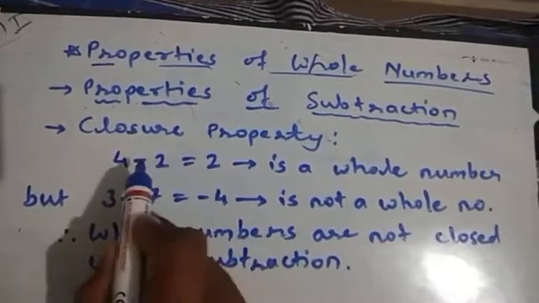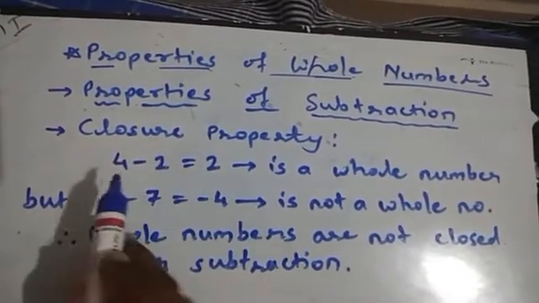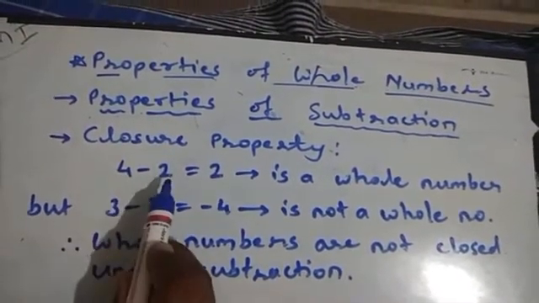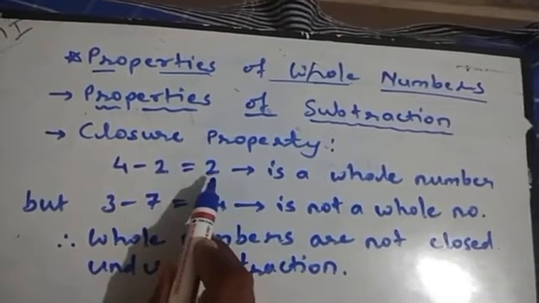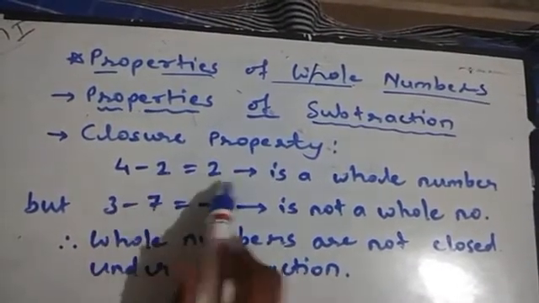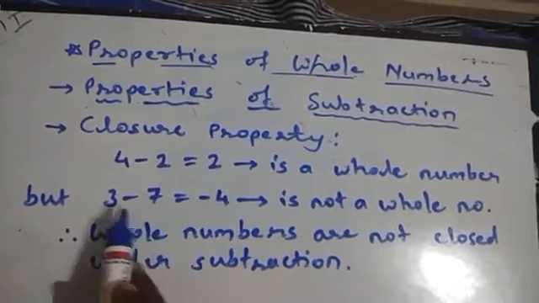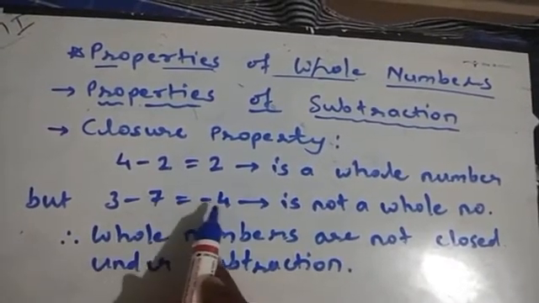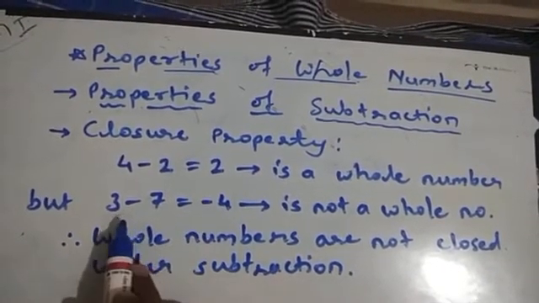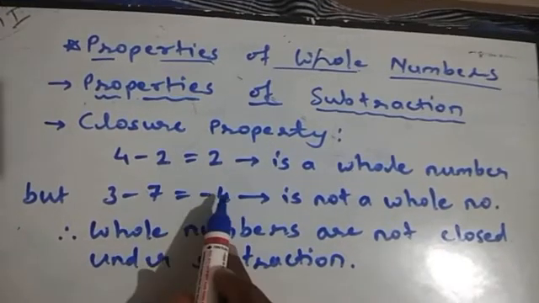Here we can see 4 minus 2 is equal to 2, where 4 is a whole number, 2 is also a whole number, and their difference is also a whole number. Yes or no? Here 4 minus 2 is 2, a whole number. But here, 3 minus 7 is equal to minus 4. Here 3 is a whole number, 7 is a whole number, but what about minus 4?